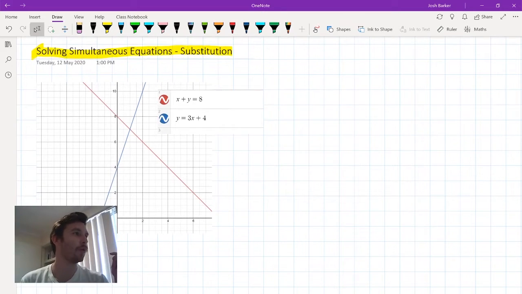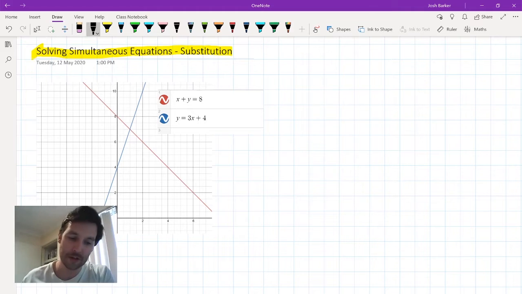Now, yes, we've graphed it there. We can see what the crossover point is. So x equals 1, y is equal to 7. But we're not always going to be able to graph it. It's slow to do that as well. And it's also not the skill that's being assessed when you're asked to solve it by substitution. So that's what we're going to do here.